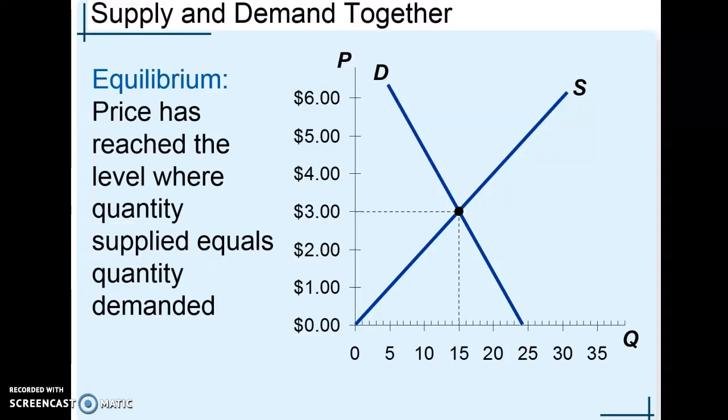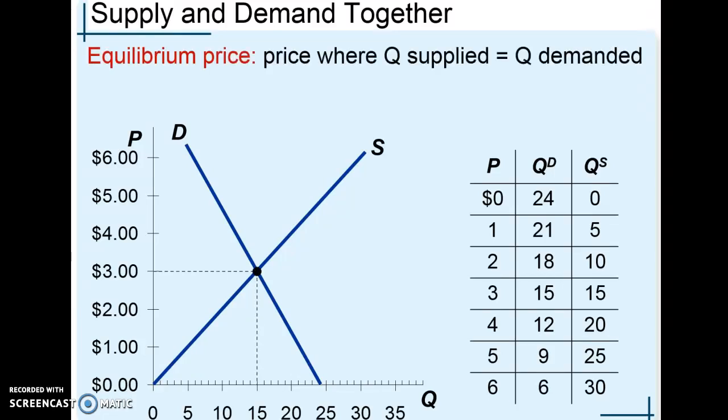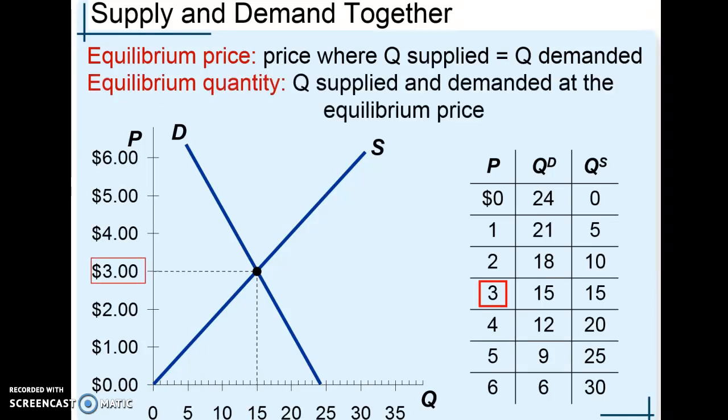In this video, we're going to put supply and demand together. Equilibrium is where prices reach the level where the quantity supplied equals the quantity demanded. So right here at this point, the equilibrium price is $3 and the equilibrium quantity is 15. So you can see that at equilibrium the quantity demanded is 15, and the quantity supplied is also 15.